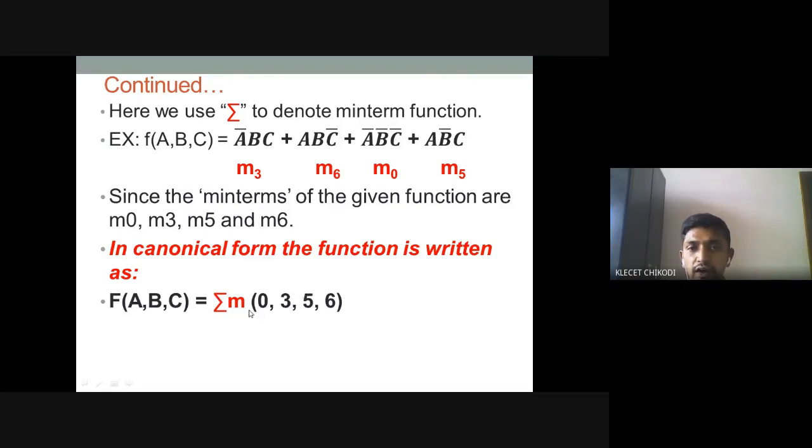So that's what I have written here, that is 0, 3, 5, 6. This is the canonical min term form for the given Boolean expression. They have given this expression and you have represented it in canonical min term form. Some textbooks may prefer this one also, or in the examination they may ask like this.